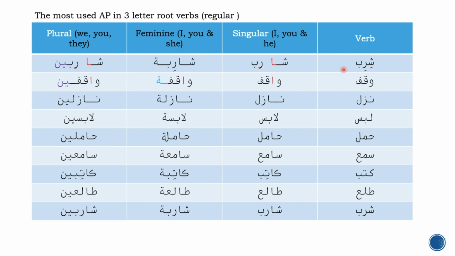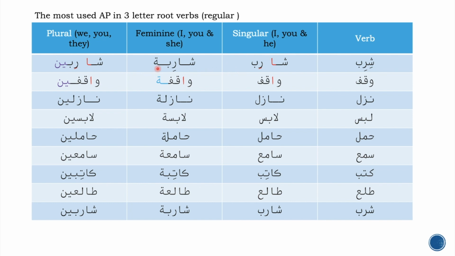Okay, so now how do we form the active participle out of a verb? First, you have to add a long alif after the first letter. And then you have to add an E sound on the letter before the last. So it becomes شارب, which means drinking. And if you want to form the feminine out of the masculine, we will deal with this as you dealt with the adjectives.